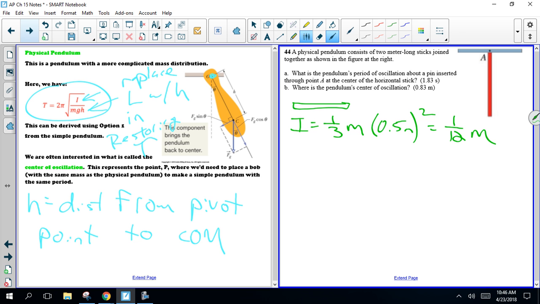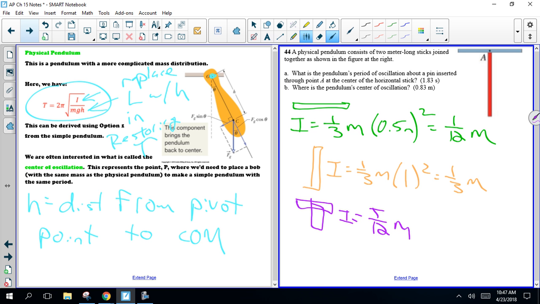Good? All right? And then this piece, the vertical piece, has I of 1/3 m times, now you use the whole length. Follow? All right? So that means the I for the whole thing is the sum of those. So 1/3 and 1/12 is what, 5/12, I think? Follow? All right, so there's the rotational inertia of our shape.